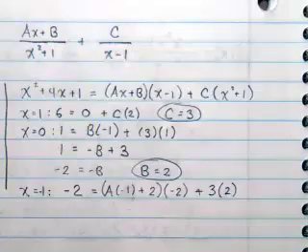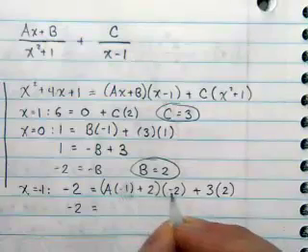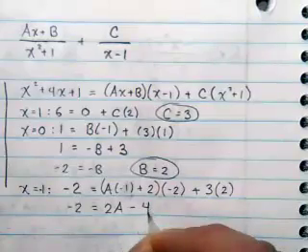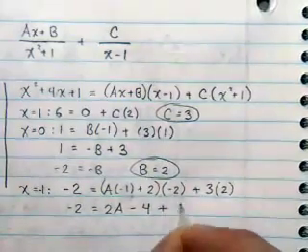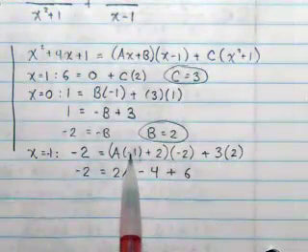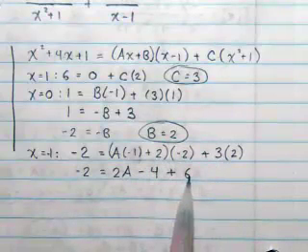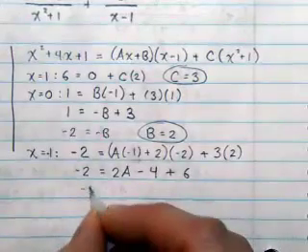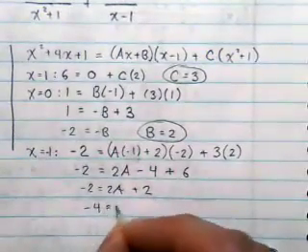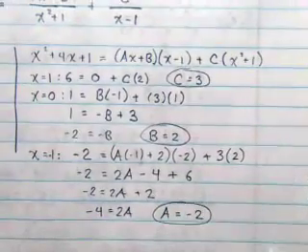Alrighty, so we got, should be everything we need now. So negative 2 equals, if I distribute the negative 2, this would be 2a minus 4 plus 6, right? Because negative 2 times negative 1 is positive 2, so positive 2a. Negative 2 times 2 is negative 4, and then we got the 6 back here. So negative 2 equals 2a plus 2, subtract the 2, so negative 4 equals 2a. So a should be negative 2.